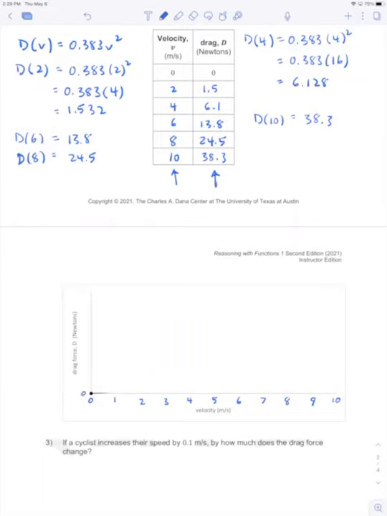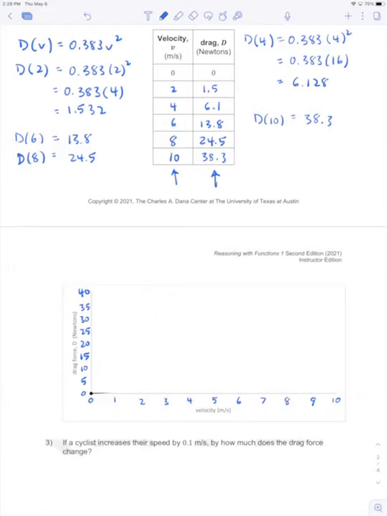On the vertical axis, the numbers go up to 38.3. But let's just make that an even number, like a 40. And then we'll count up by, break that in half, 20. So let's go up by 5s: 10, 15, 20, 25, 30, 35. There we go. And I'm just going to plot these points.